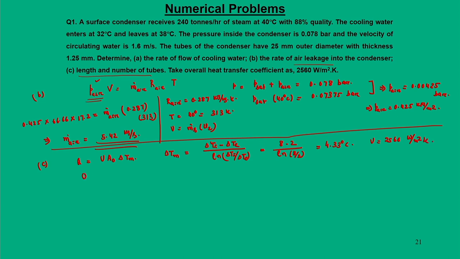Q is already calculated as 60 m dot s into h 2 minus h 3, that is 66.66 into 2118.2. Then we can get A 0 is equal to 66.66 into 2118.2 divided by U, that is 2.56 into 4.33. So, the area you can calculate right now is 12738 meter square.